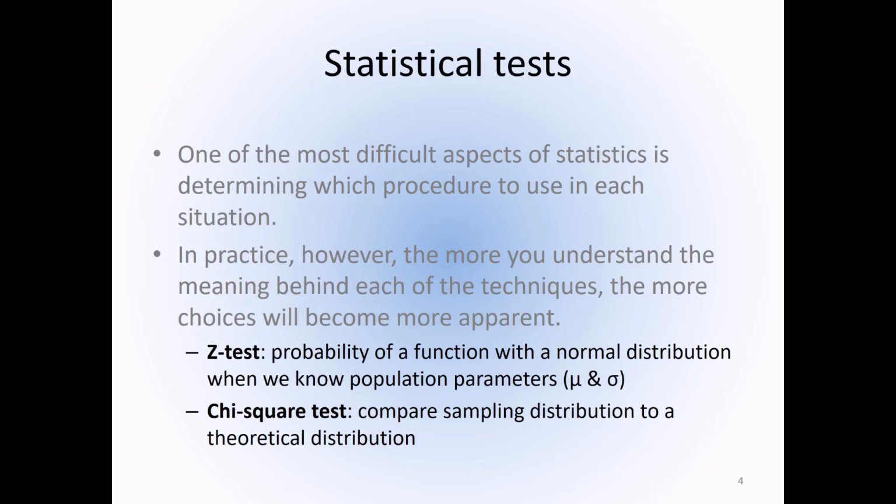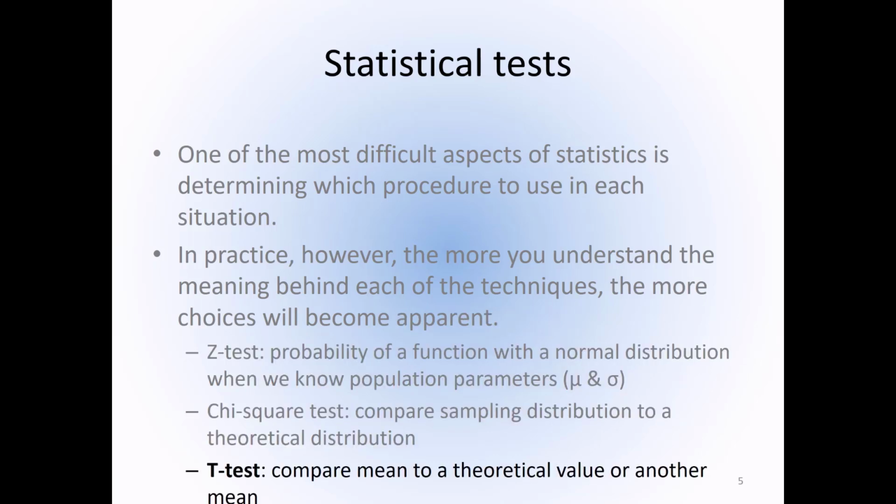So far we've got two different tests in our arsenal. We have the z-test, in which we're looking at the probability of a function with a normal distribution and when we know population parameters. And then we also have the chi-square test from our previous videos, where we're comparing our sample distribution to some type of theoretical distribution. This particular video is going to focus on our ability to compare our sample mean with some type of theoretical value, and in the next video to compare two different means to each other.